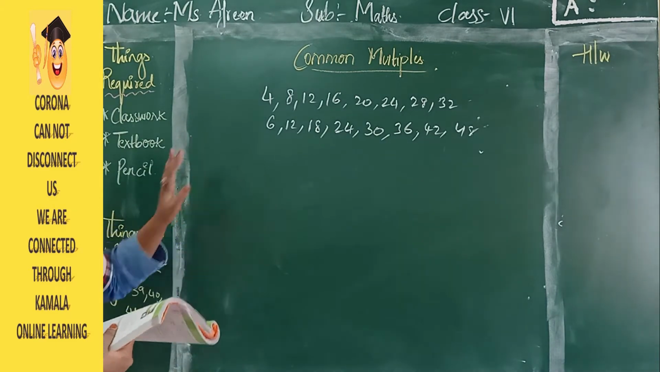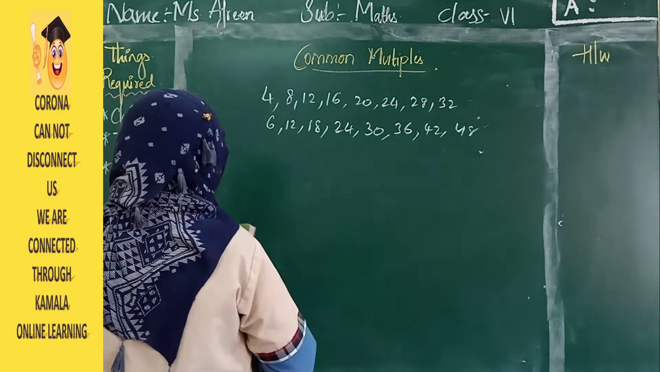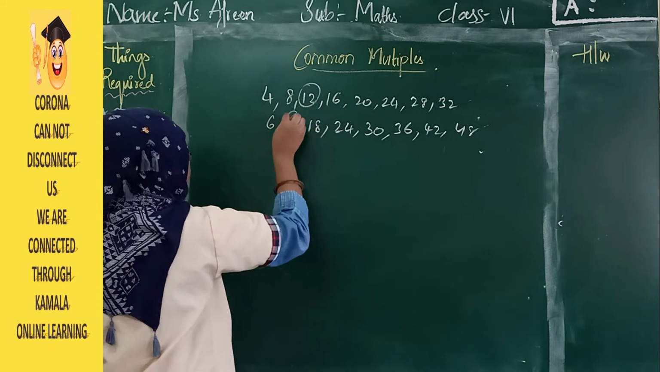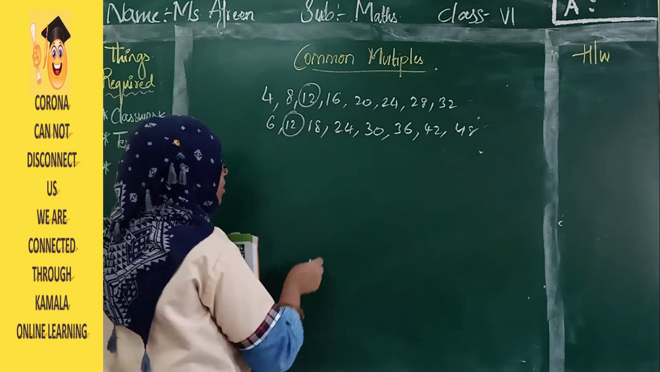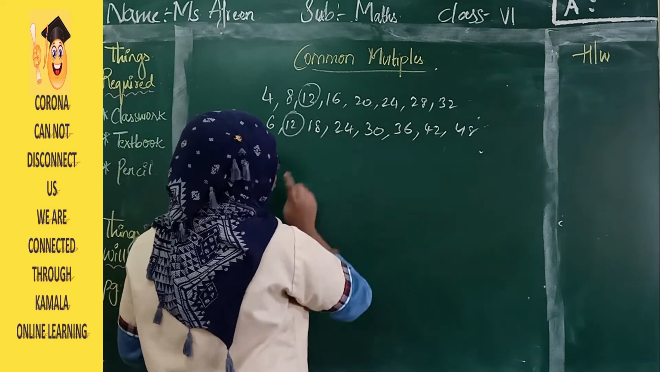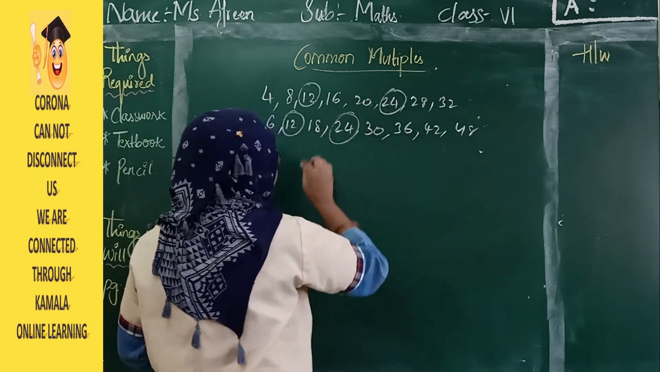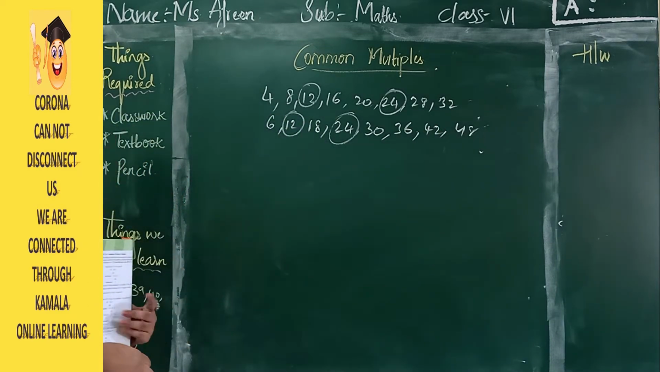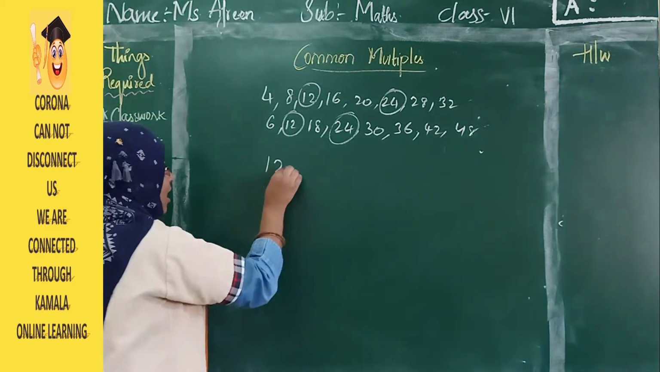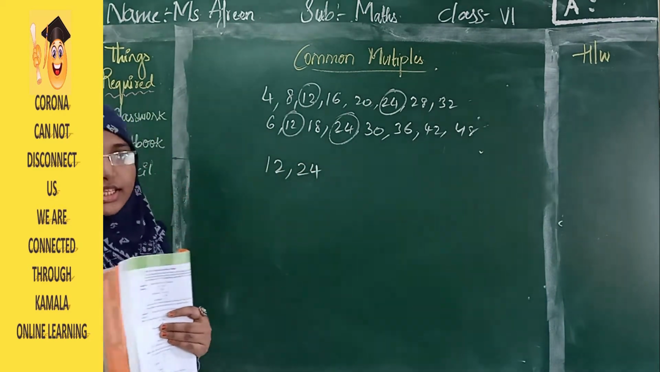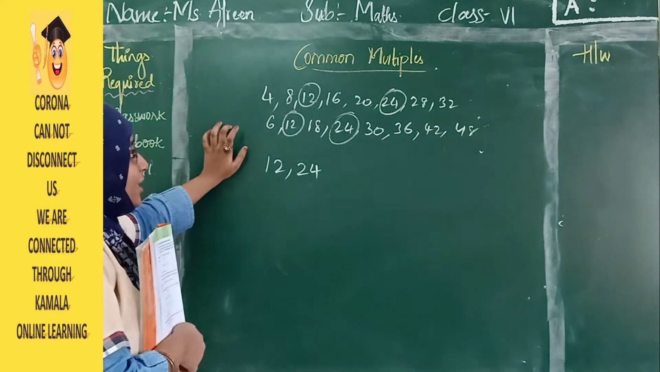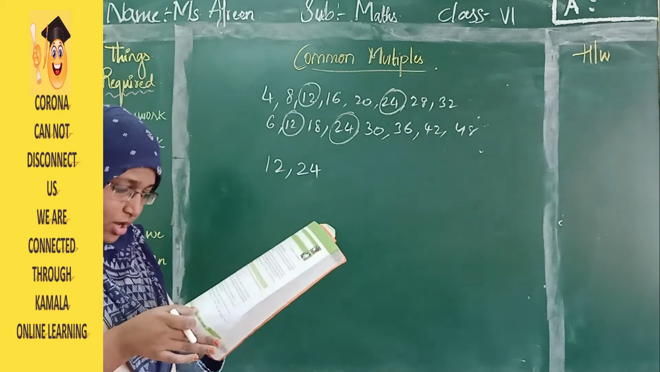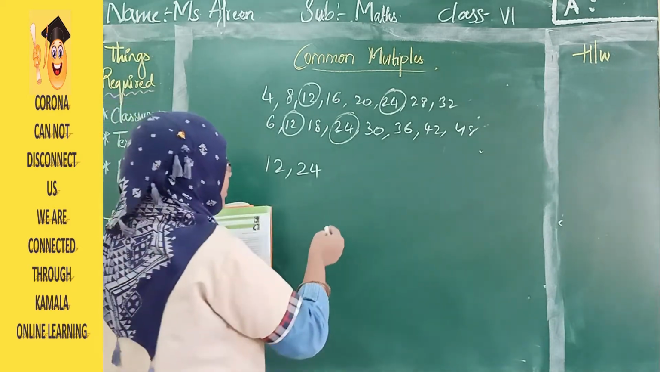Okay. Now let us find what are common. See here, there is no 4 here, no 8, but 12 is there. Again, 16 is not there, 18 is not there here, 20 is not over here, 24 is here. Again, 30 is not here, 36 is there. So what are the common numbers? Among the multiples of 4 and 6, the common multiples are 12, 24 and one more, 36.